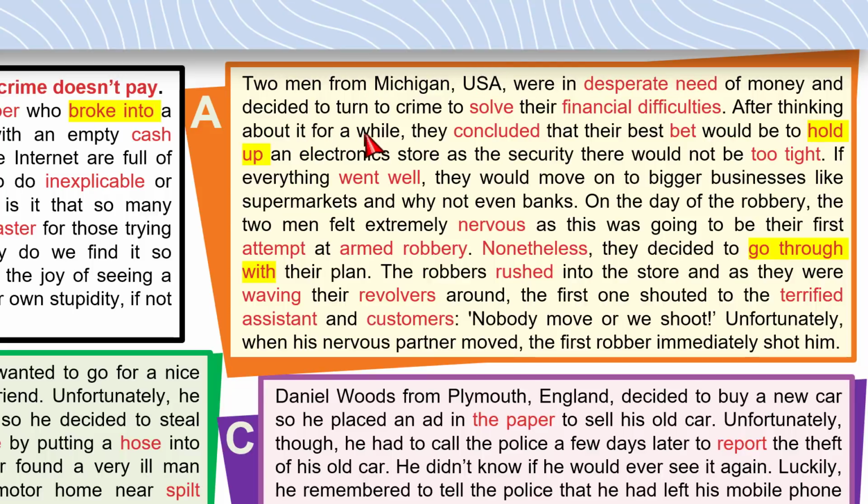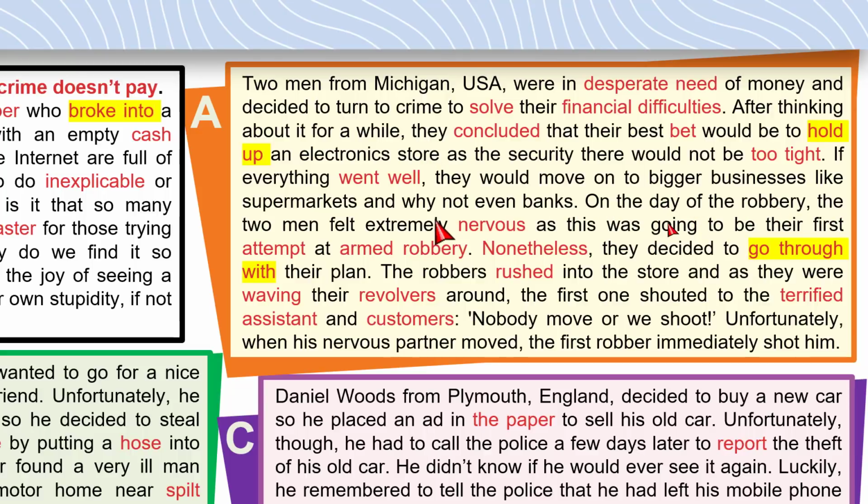After thinking about it for a while, they ended up thinking that their best bet, the best thing that would get the money, would be to hold up. Hold up means rob. The best solution is to rob an electronics store, as the security there would not be too tight, not a lot of security. They can run away with it. If everything went well as planned, they would move on to bigger businesses like supermarkets, and why not even banks in the future if they succeeded in robbing this electronics store.